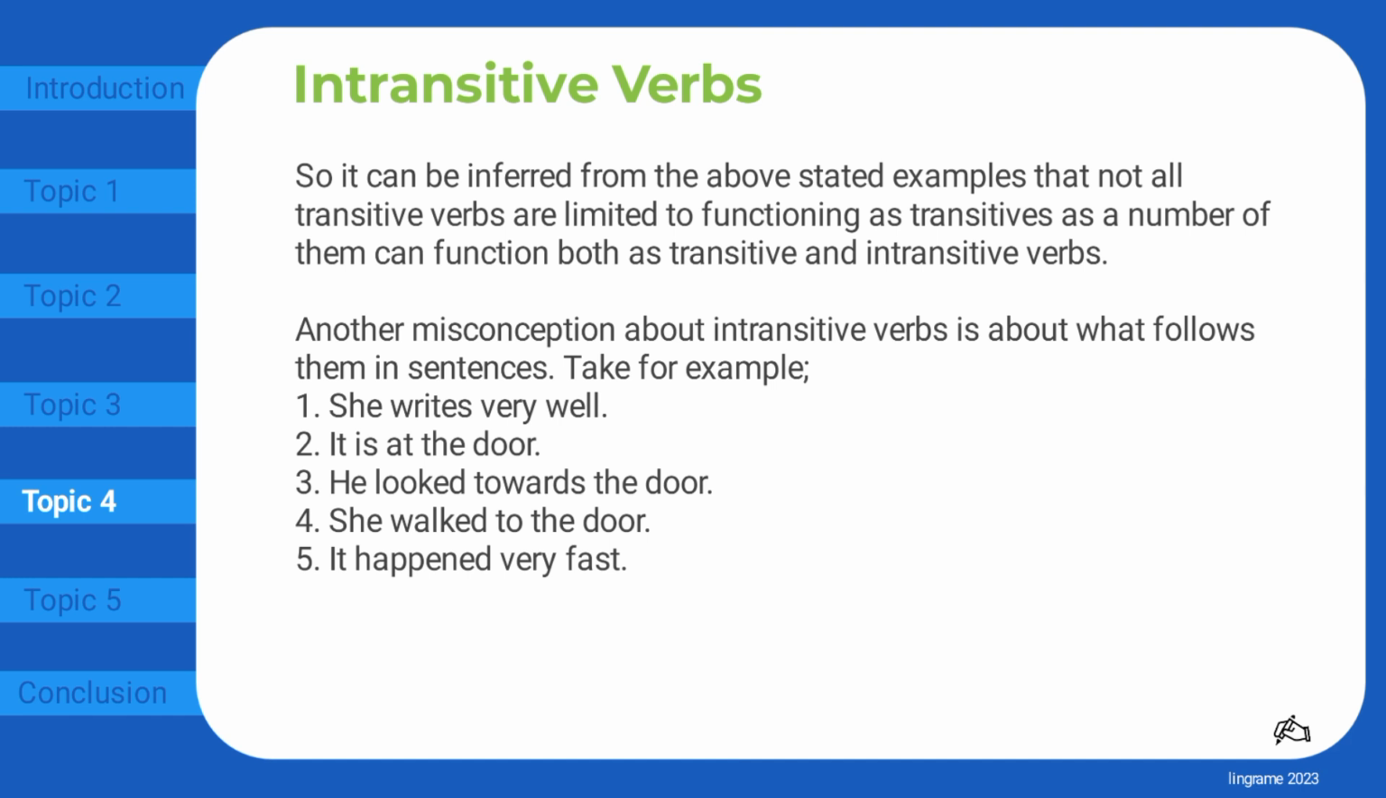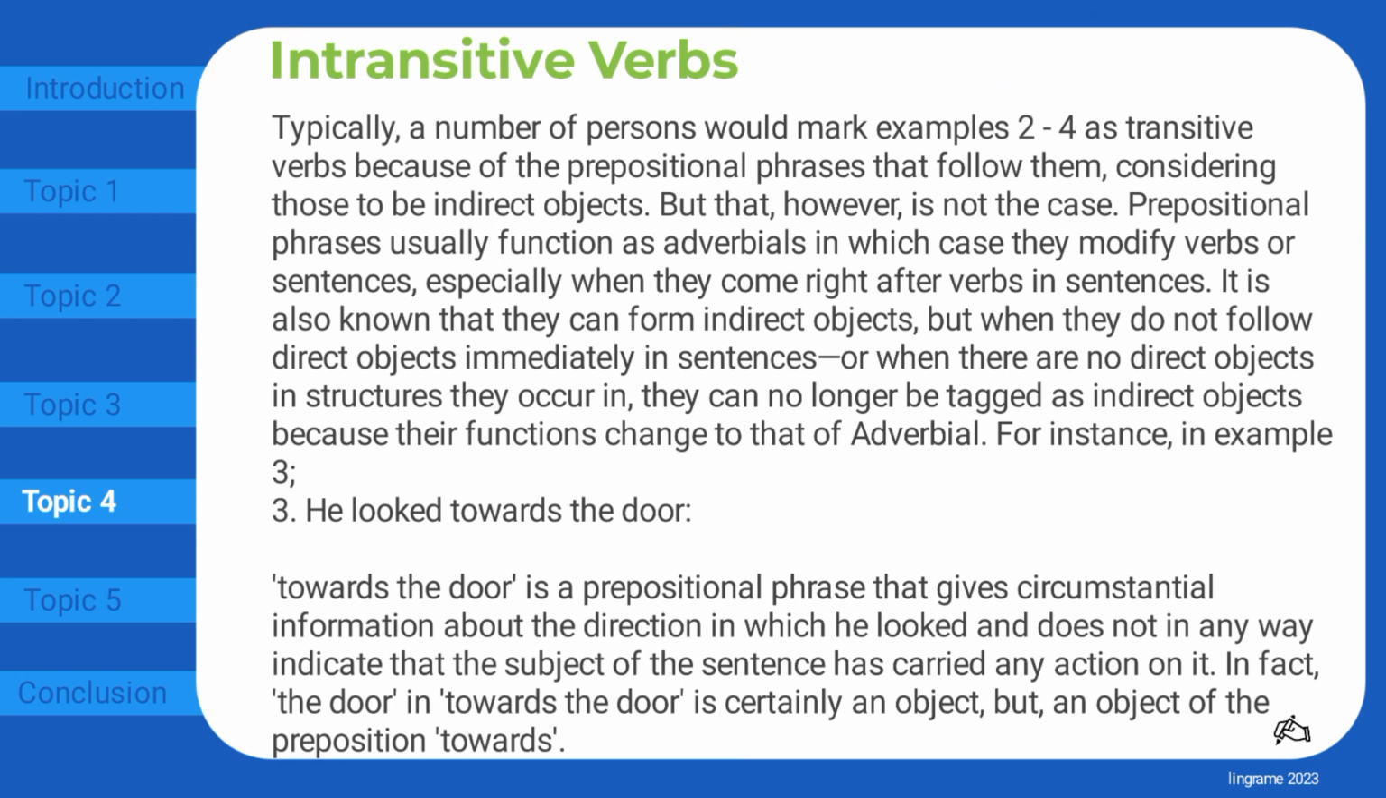Another misconception about intransitive verbs is about what follows them in sentences. Take for example, she writes very well. It is at the door. He looked towards the door. She walked to the door. It happened very fast. Typically, a number of persons would mark examples 2 to 4 as transitive verbs because of the prepositional phrases that follow them, considering those to be indirect objects. But that, however, is not the case.